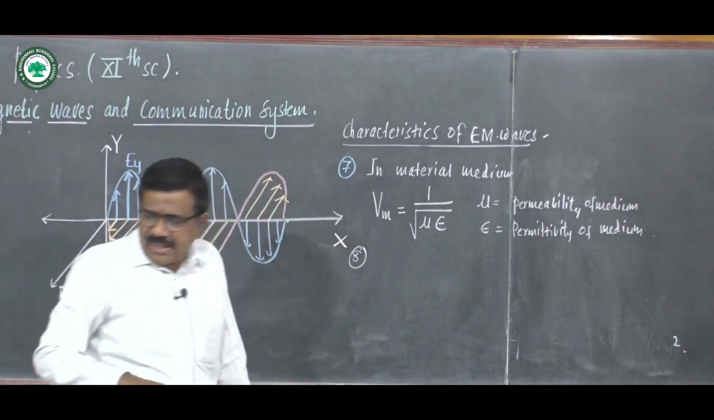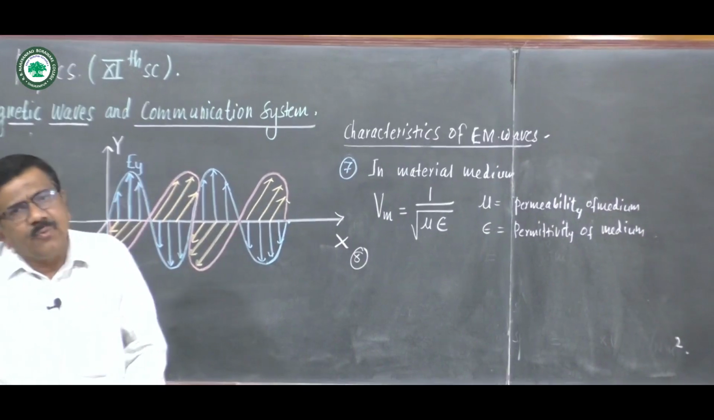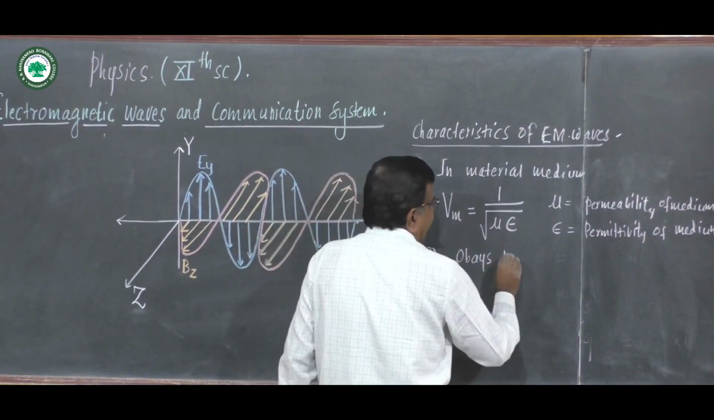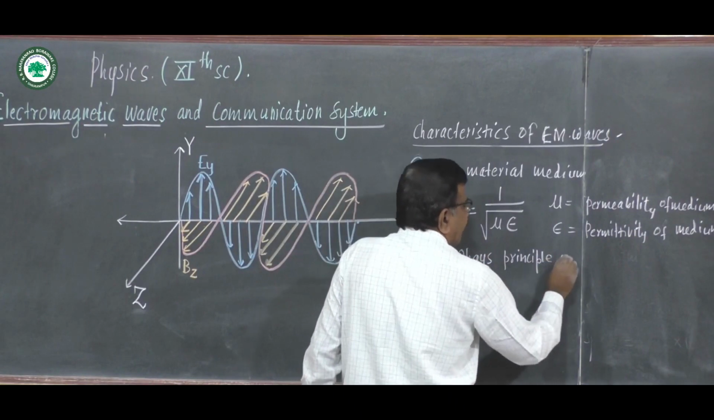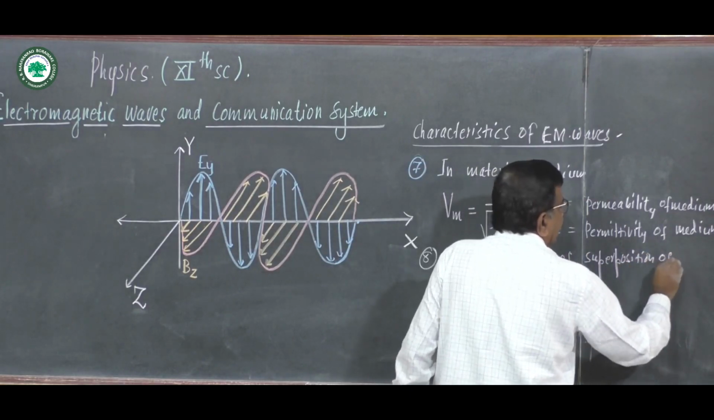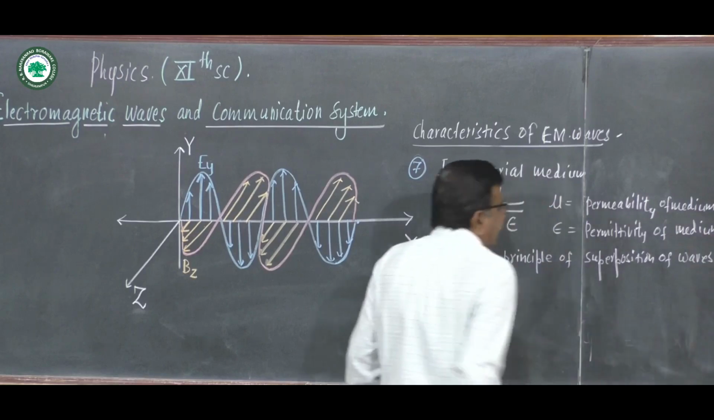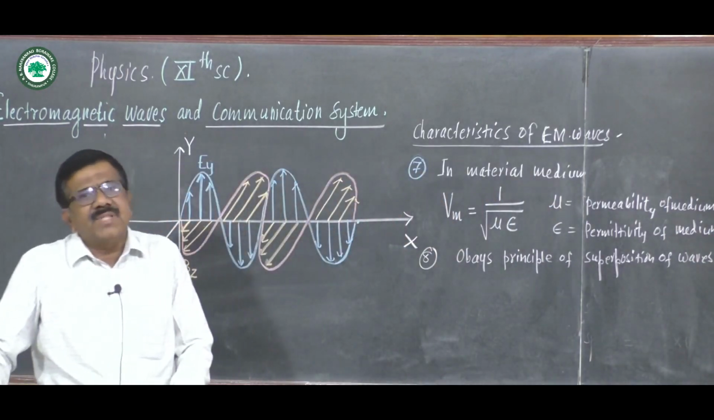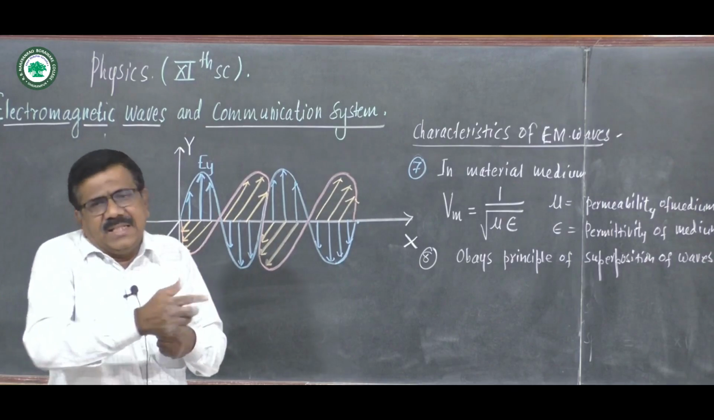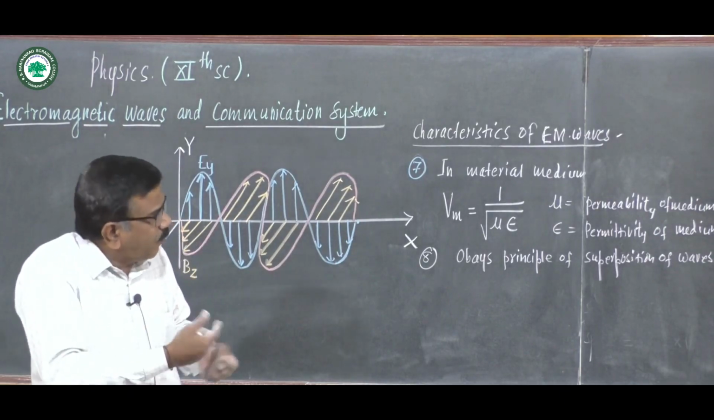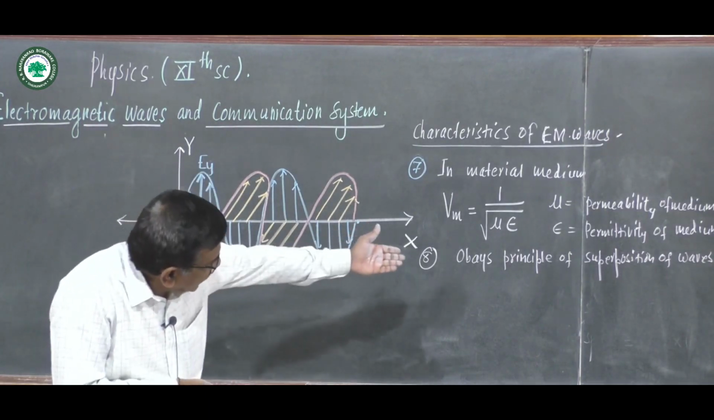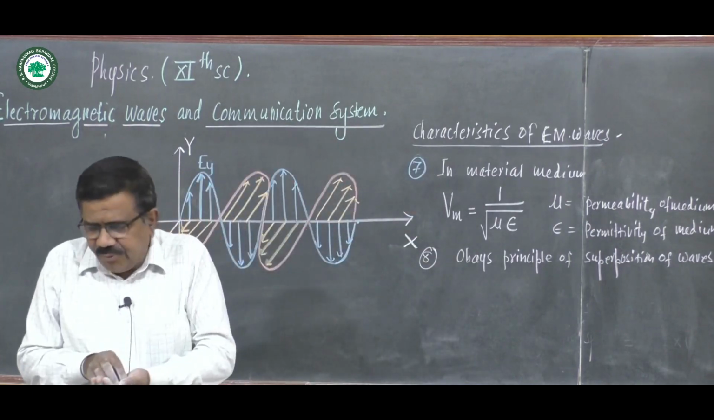The next characteristic of electromagnetic waves is that they obey the principle of superposition of waves. We know this principle. When two or more waves traveling through the medium arrive at a point of medium simultaneously, then each wave produces its own displacement independent of the other, and the resultant displacement at that point is the vector sum of displacements due to all waves. These EM waves obey the principle of superposition.